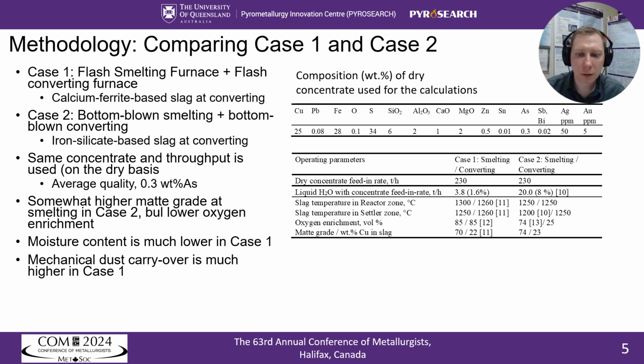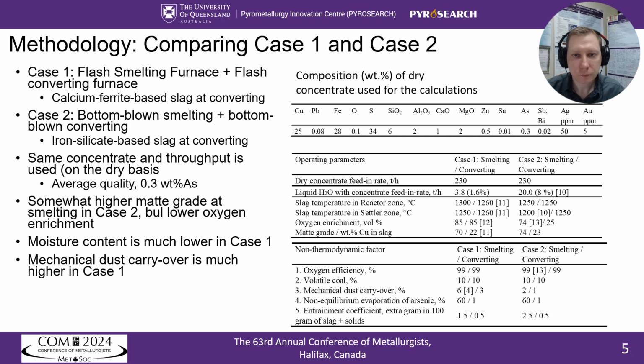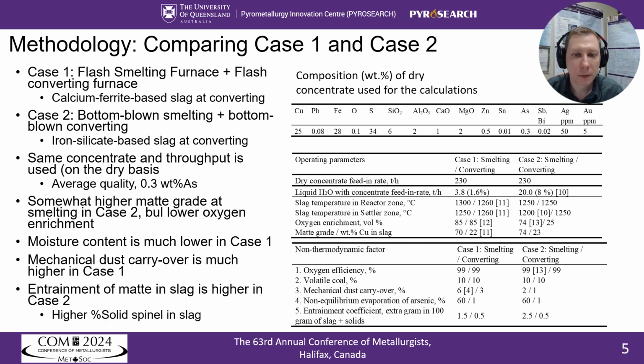Also, the mechanical dust carryover, which is a non-thermodynamic factor, is higher in case 1, but the entrained matte droplets in the smelting slag is higher in case 2, which is mainly due to the presence of high amount of suspended spinel solids during the slag skimming. This will be discussed further. Other non-thermodynamic factors are treated to be approximately the same.